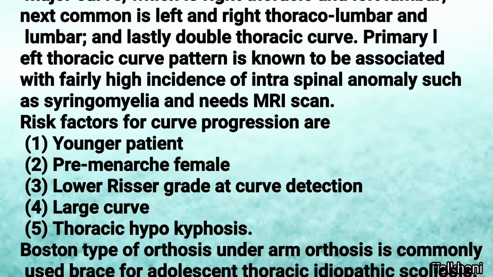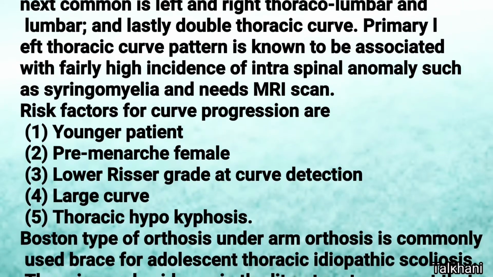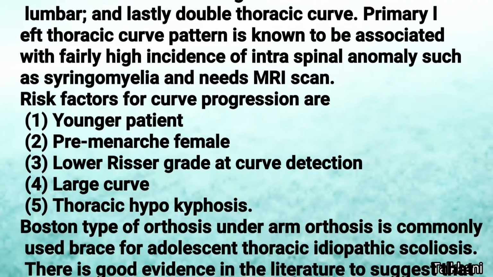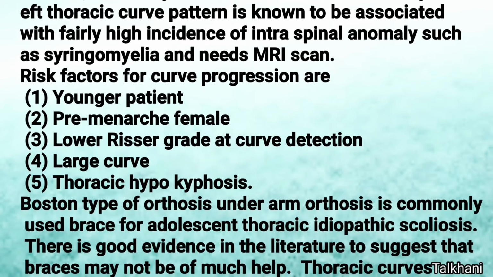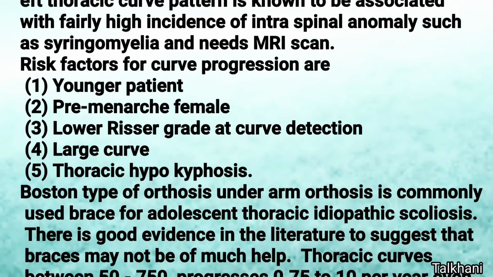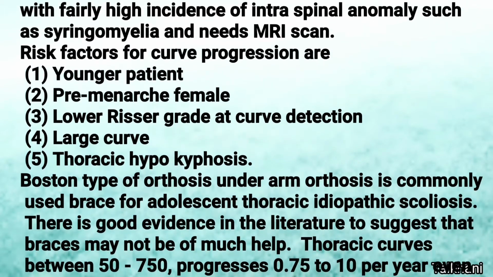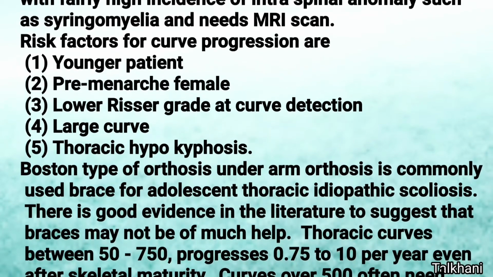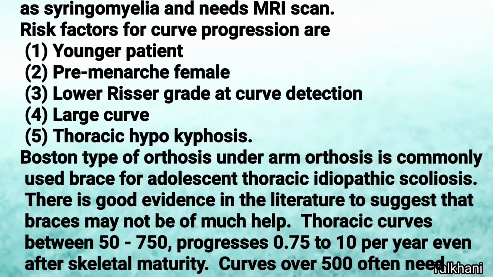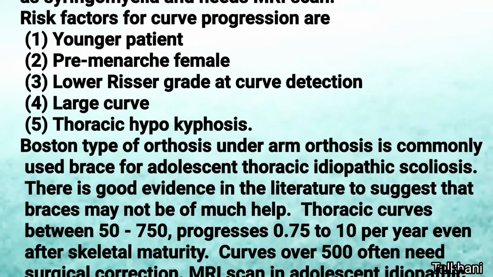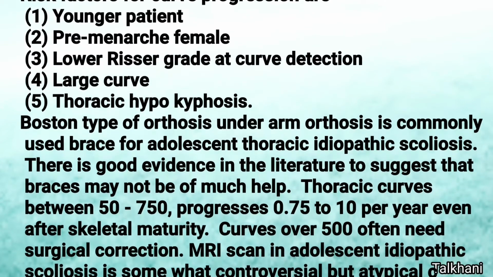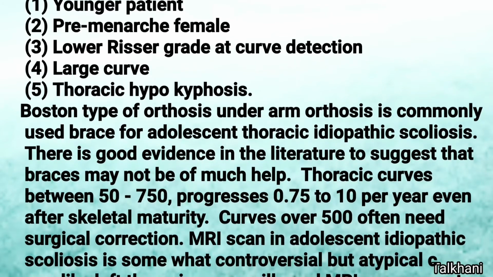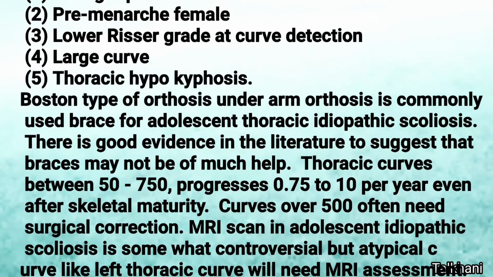Left thoracic pattern of adolescent idiopathic curve has relatively higher incidence of intraspinal anomalies such as syringomyelia and needs MRI scan. Risk factors for curve progression in adolescents are 1. Younger patient, 2. Premenarche female, 3. Lower Risser grade at curve detection, 4. Large curve, 5. Thoracic hypokyphosis.